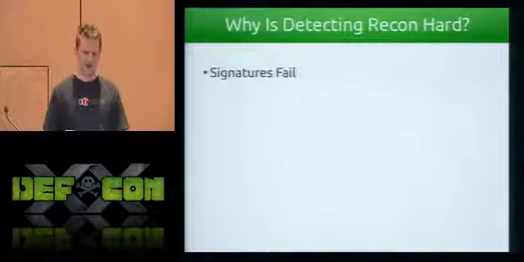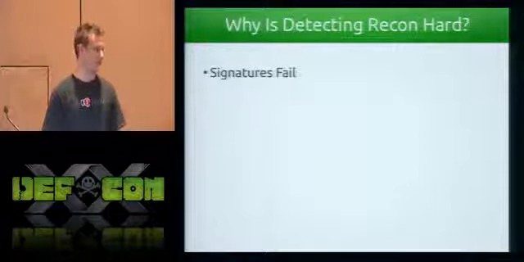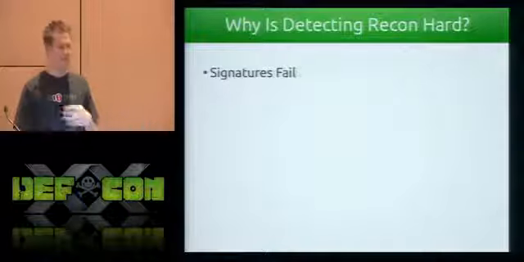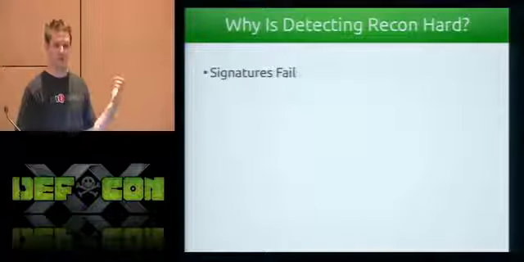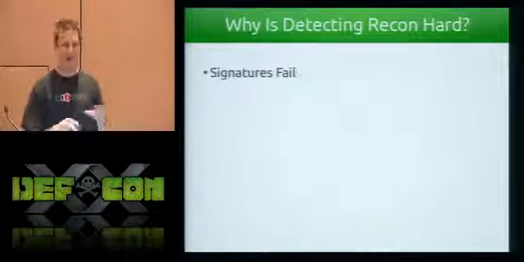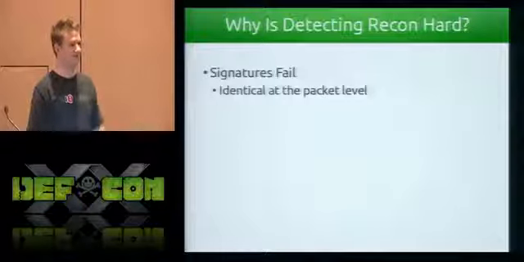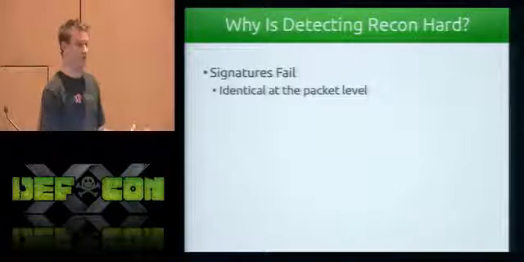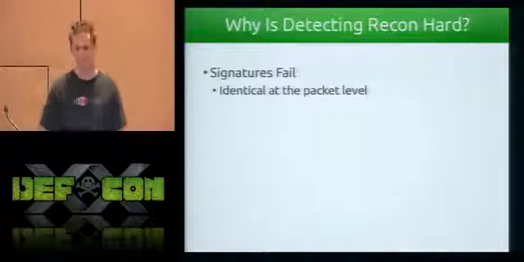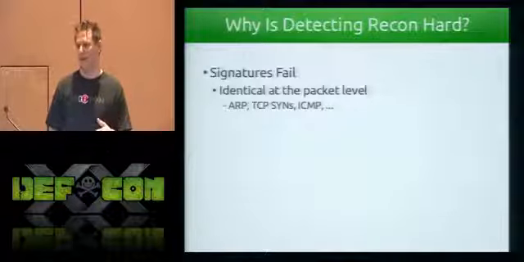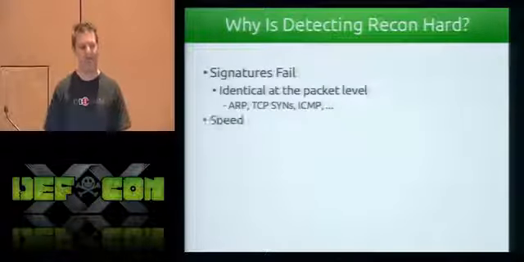So why is detecting reconnaissance hard? I think one of the major reasons is that signatures completely fail, right? If you think back about how you perform reconnaissance, they're all identical at the packet level. You do a TCP SYN, and TCP SYNs happen all the time. You can't put a firewall signature on that, or you could maybe, but you'd just be inundated with false positives. ARP, TCP SYNs, ICMP, all this stuff is just the normal workings of networks. That's just how TCP/IP works. You can't just put a firewall signature rule for that stuff.